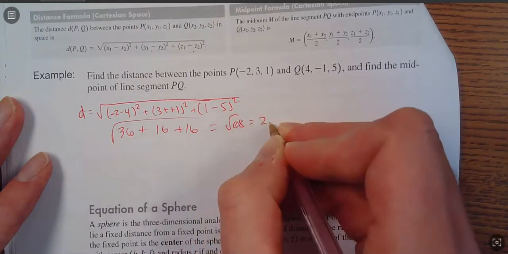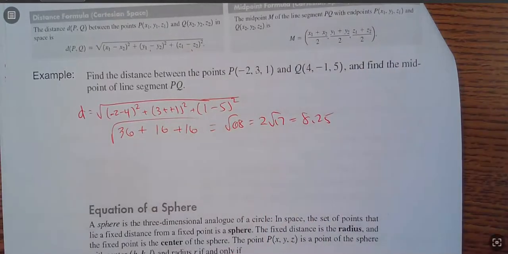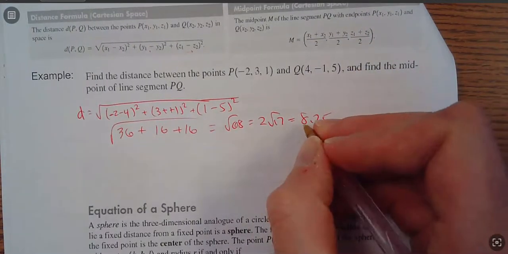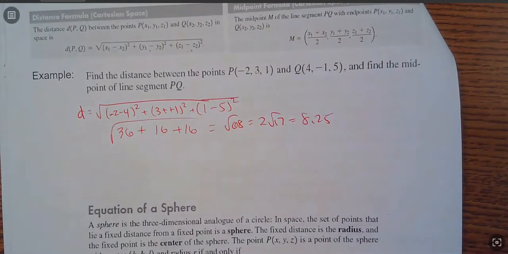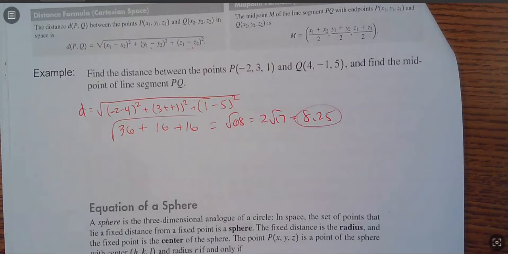You can make that 2 radical 17, or you can just put 8.25, depending on what is being asked, which form you're supposed to get the answer. This is probably the one that gives you the most information. They're about 8 1/4 units apart, roughly.